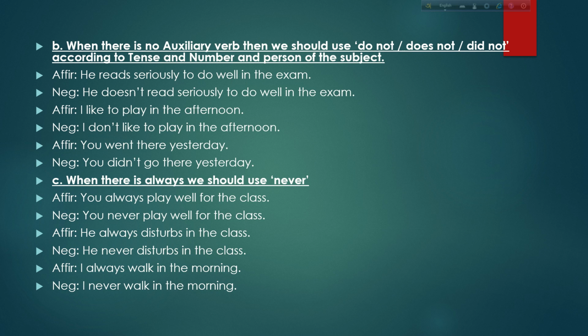Last one. When there is always, we should use never to make it negative. You always play well for the class. You never play well for the class. He always disturbs in the class. He never disturbs in the class. I always walk in the morning. I never walk in the morning.